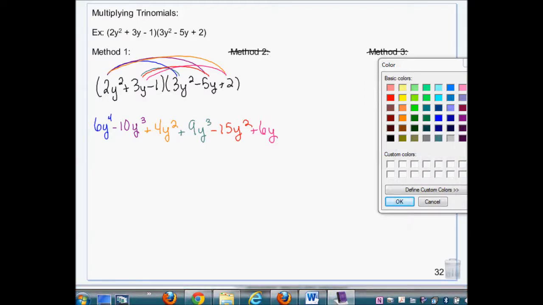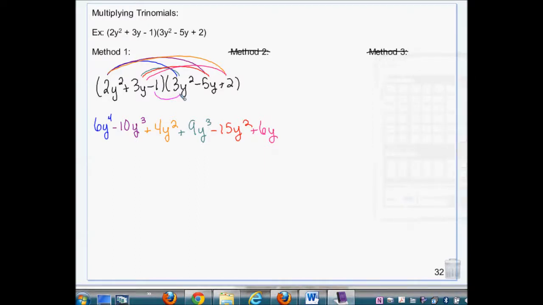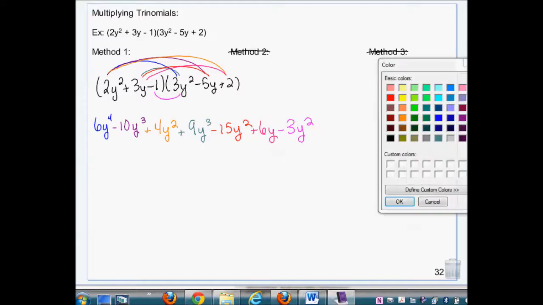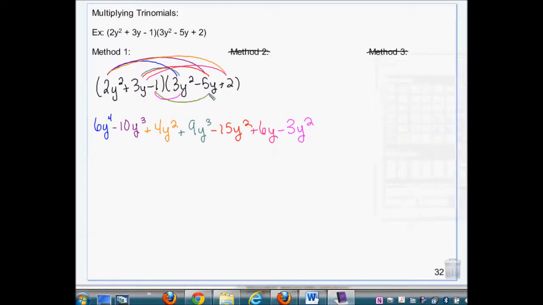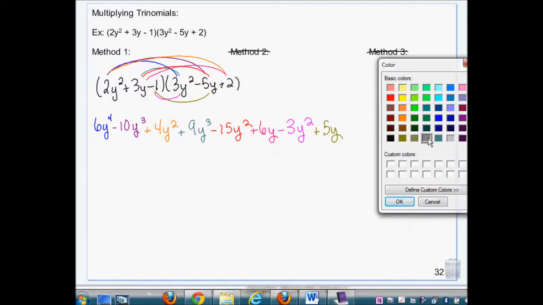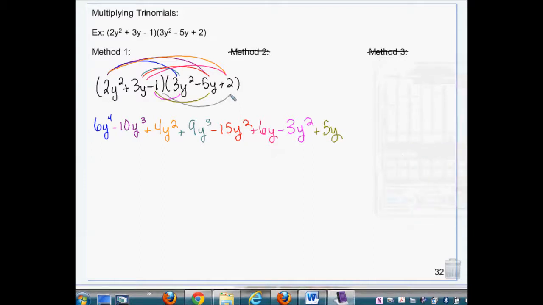Because there's that negative 1. Negative 1 times 3y squared gives me negative 3y squared. Negative 1 times negative 5y gives me positive 5y. And I need one more color. Negative 1 times 2, so minus 2.